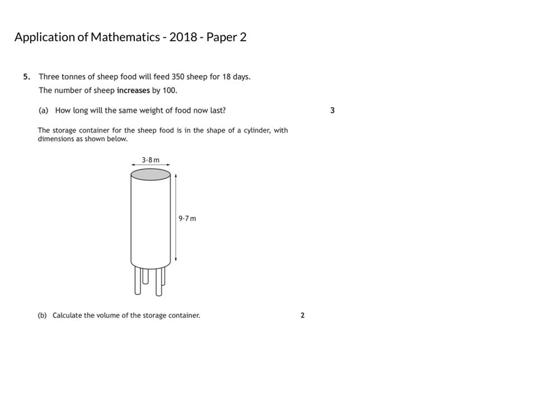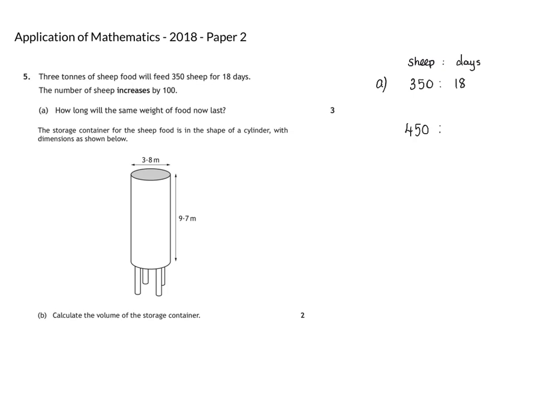3 tons of sheep food will last 18 days if we've got 350 sheep. The number of sheep increases by 100. A. How long will the same weight of food now last? So we know if we've got 350 sheep, it will last 18 days. So the number of sheep is going to increase, and it's going to go up to 450, so we're ending up with 450 sheep, and we're trying to work out how many days that'll last.